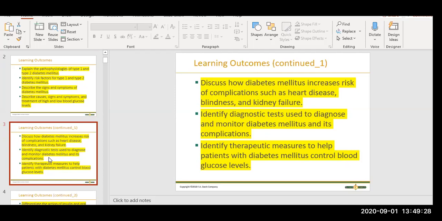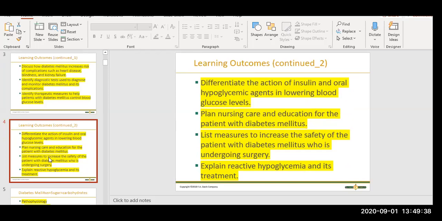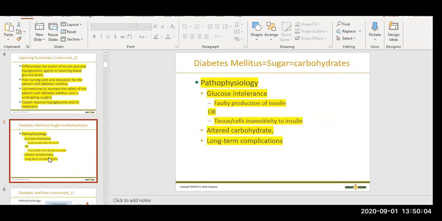We'll talk about the tests that we use to diagnose it. We're going to talk about therapeutic measures to help patients with diabetes mellitus control their blood sugars. We're going to talk about the differences between insulin and then the oral medications to lower blood sugar, nursing care, nursing education, diabetic foot care. We're going to talk about safety measures for somebody with diabetes who's going to have any type of surgery or surgical procedure. We're going to talk about reactive hypoglycemia, how we treat it. So we have a lot to talk about. This is where we're going to start.